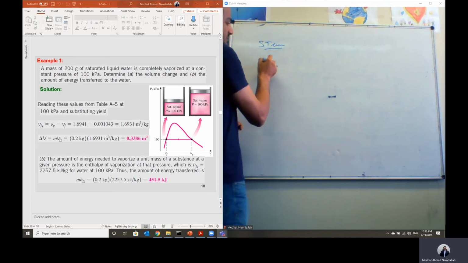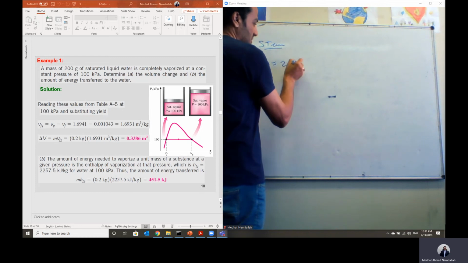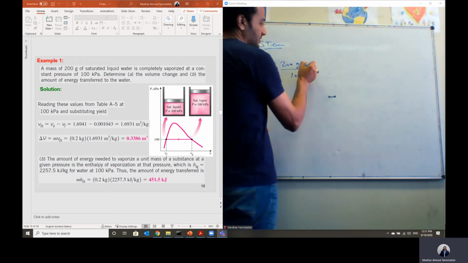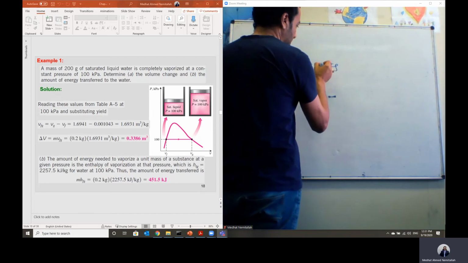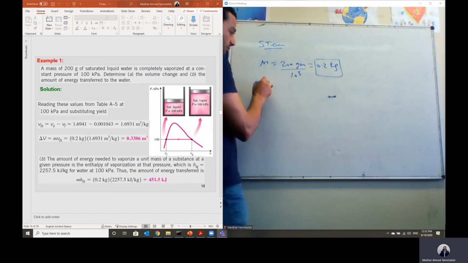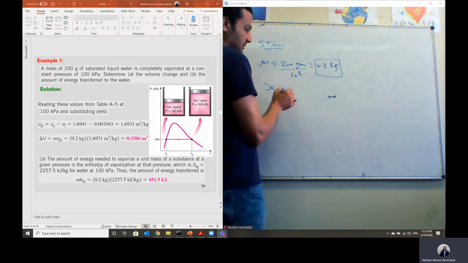He said we have a mass. So the mass is equal to, in this case, 200 grams, and we have to divide by 10 to the power 3 to convert it to kilograms. Then the mass is equal to 0.2 kilogram of water. He said of saturated liquid water. Saturated liquid water means the state is saturated liquid.